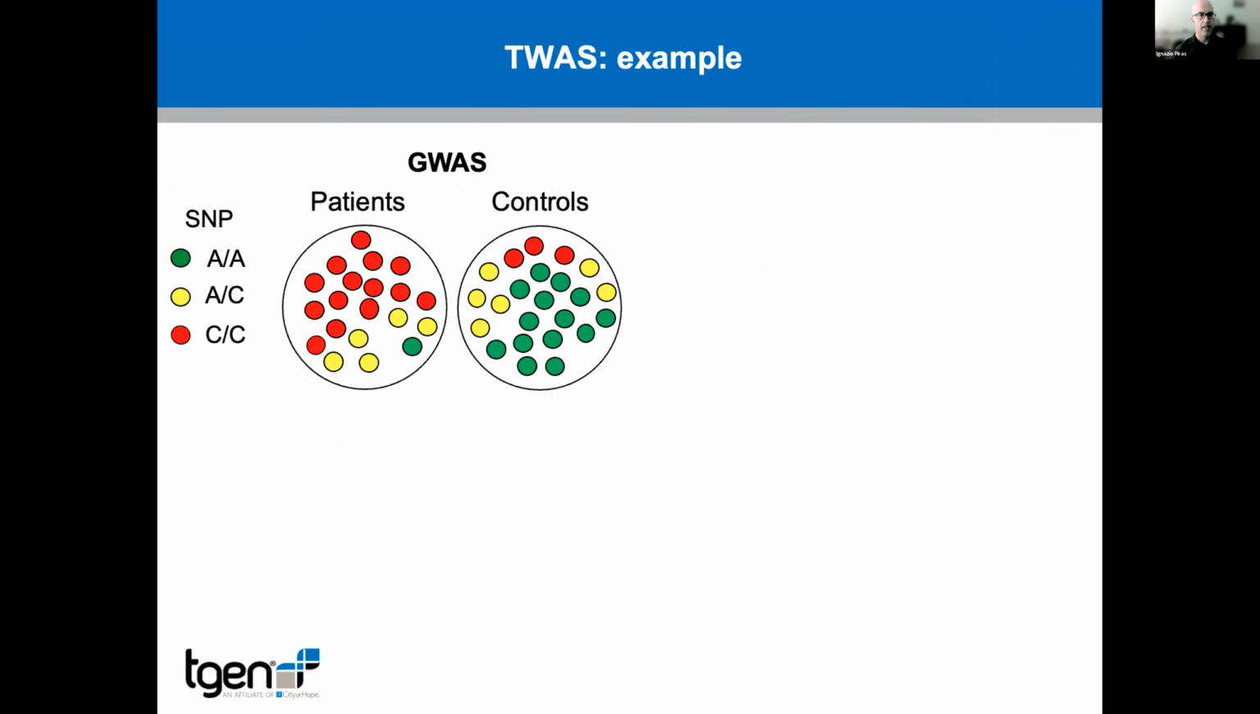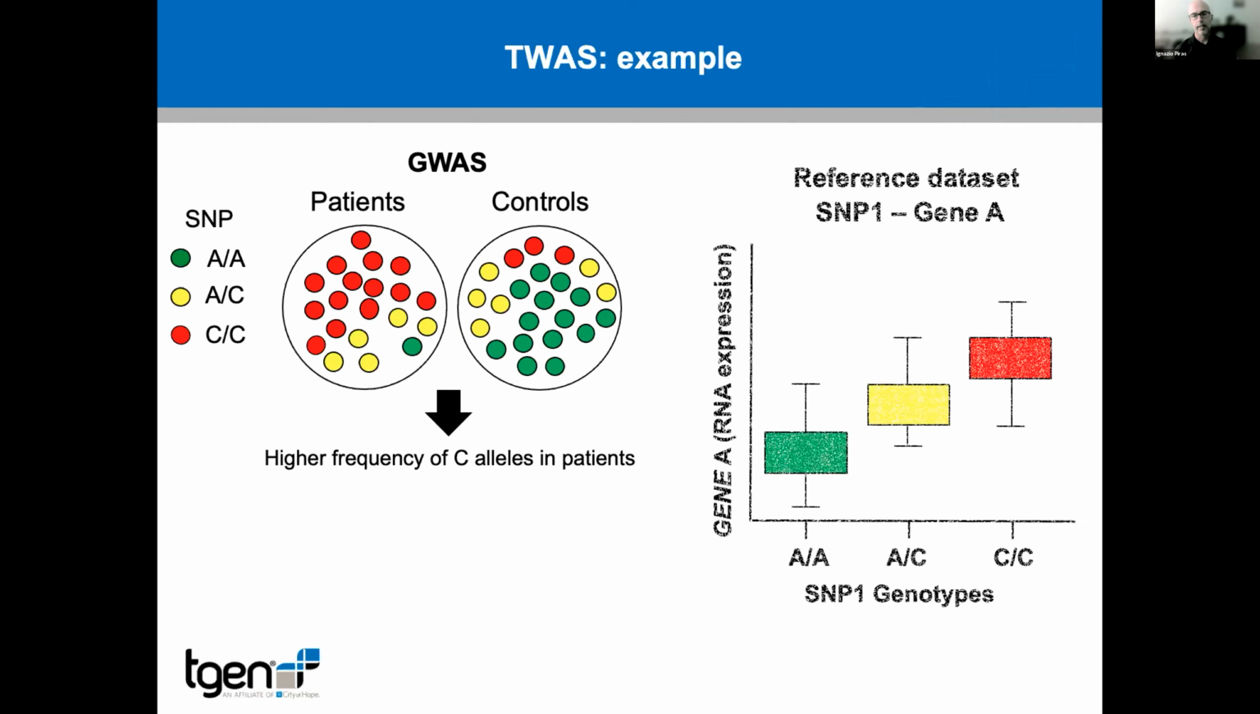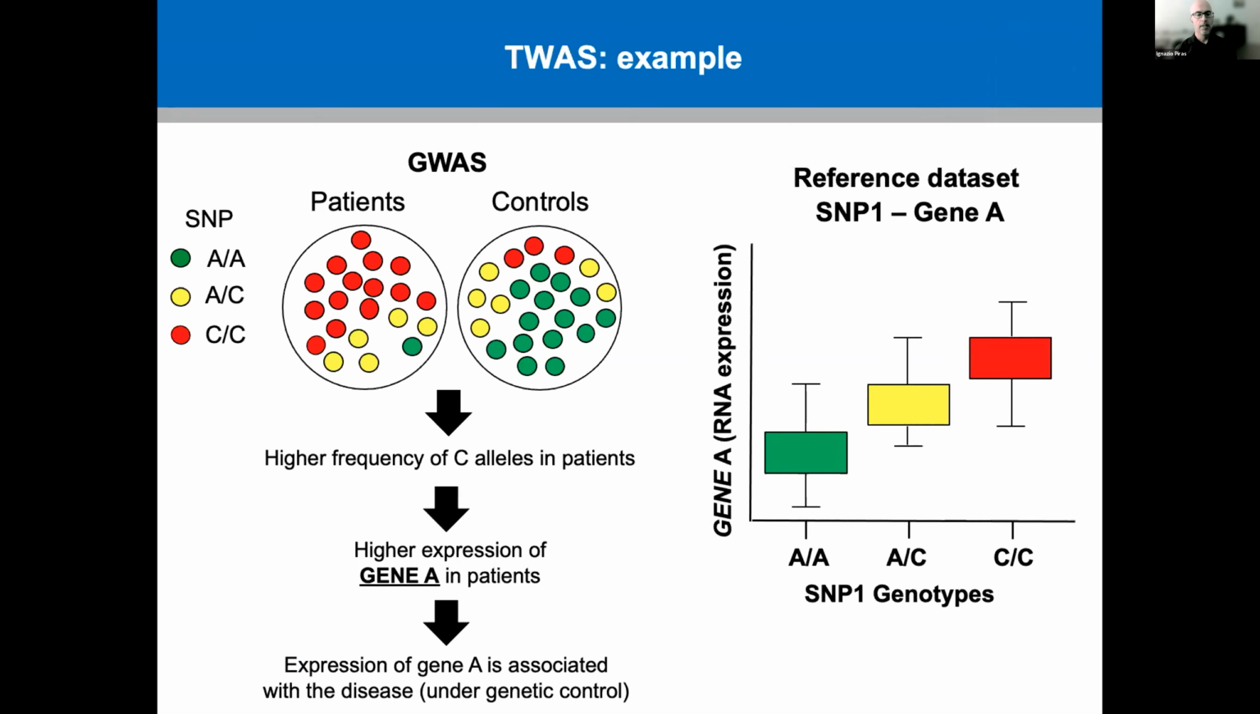So this is a basic example. We have our SNP in patients and controls. So we see that we have a higher frequency of the C allele in patients. So we go to check in the reference data set, and we see that the C allele is associated with higher expression of gene A. So we can assume that gene A in patients has a higher expression than in controls. So we can conclude that the expression of gene A is associated with the disease.